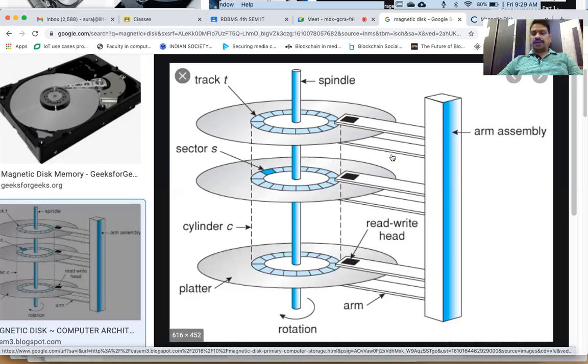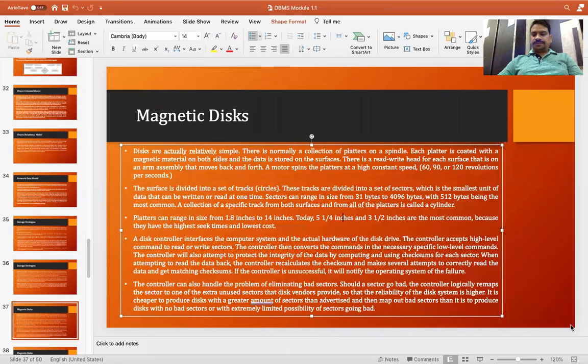Okay, so I think you understood how it looked in the diagram, and this is how it looks when we see it. Okay, let's go to the PPT.